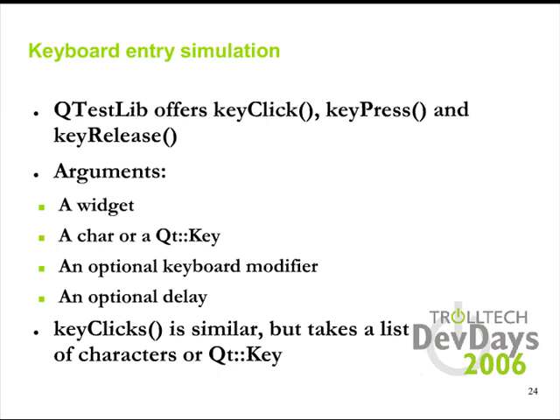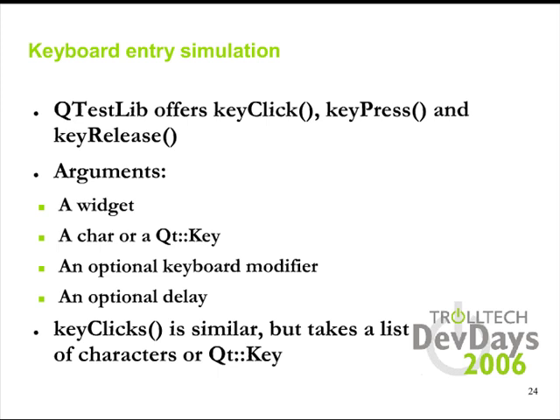An optional coordinate, sorry, that is wrong. Typo on my part. It should say an optional delay. Sometimes widgets are not quite forgiving when you really hammer them with a lot of events, so you can say leave 10 or 20 milliseconds before you start bombing it with more events. And for convenience, we have a function called keyClicks, which takes a list of characters or Qt keys. So you can say keyClicks hello world, and then it will send an event for h, e, l, l, o, space and so on.